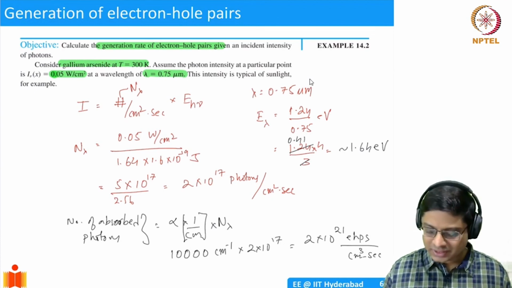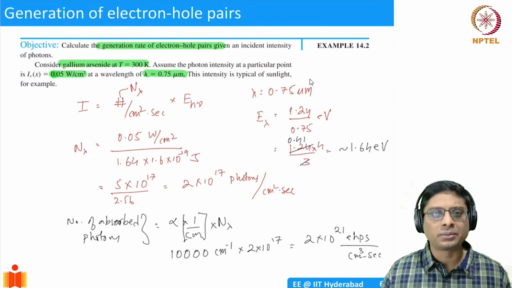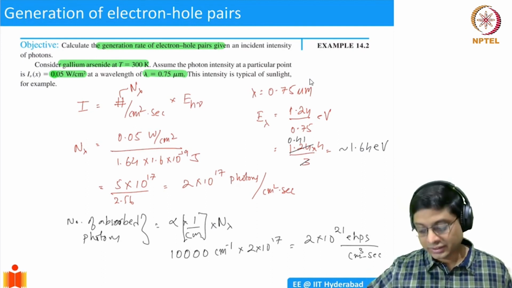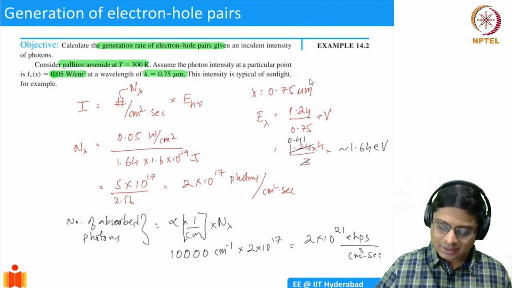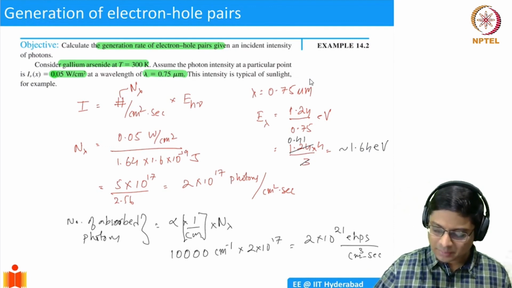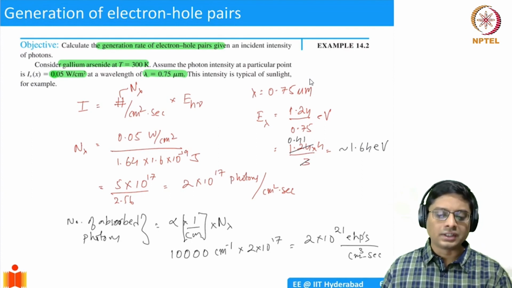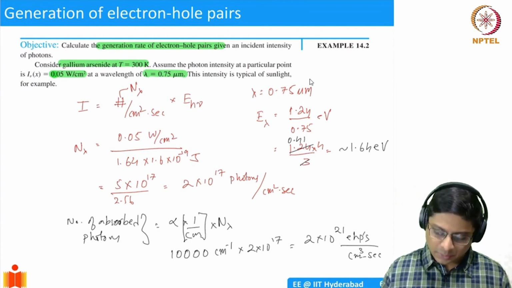Right now in this calculation, I assumed that all of the photons are getting absorbed and resulting in electron hole pairs. That's an iffy condition. That doesn't happen in real life. All right. So this is about optical absorption.